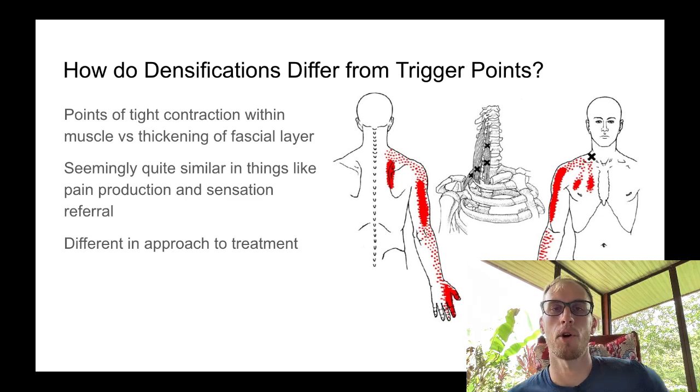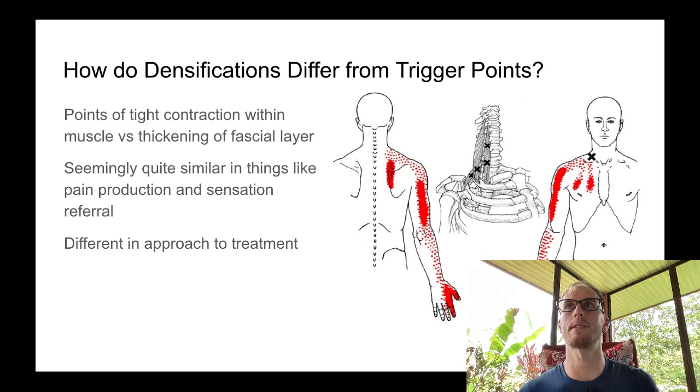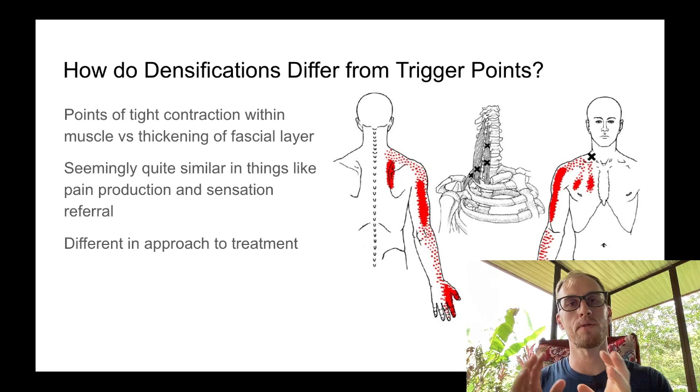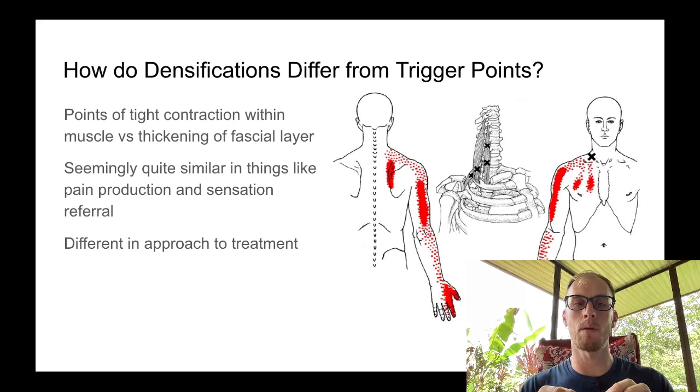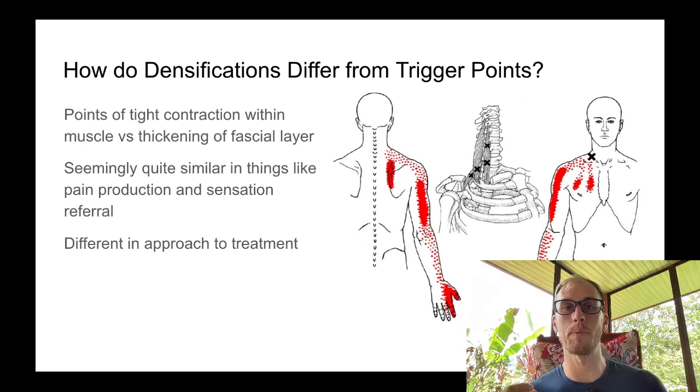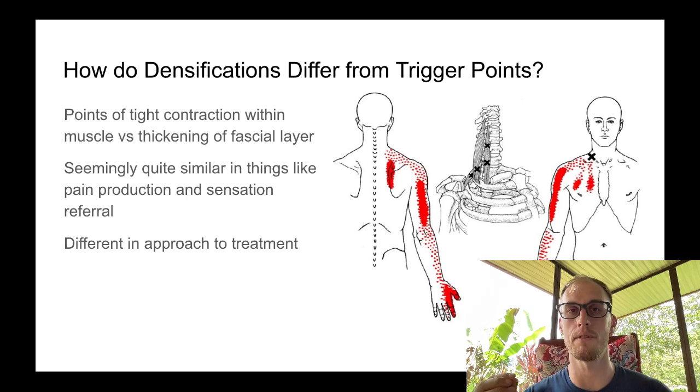I wanted to also take a moment within this to distinguish densifications from trigger points. If I've seen you in other courses and in other parts of the world, I do spend a lot of time talking about trigger points. And in some ways, densifications seem similar to trigger points. However, I would like to create a bit of a distinction here. Trigger points are specifically muscular in nature, so they occur within muscle fibers.